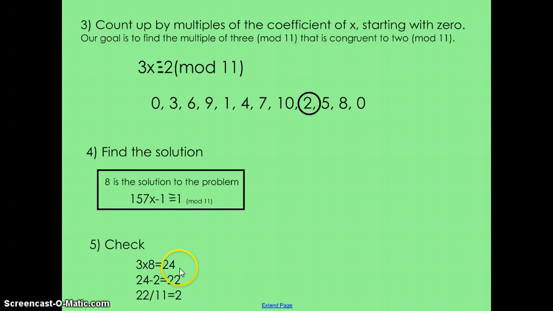To double check that answer, we take 3 times 8, 3 times x. So 3 times 8 is 24. 24 minus what we're trying to find congruence to, which is 2, equals 22. Then 22 divided by the mod equals 2, which is what we were trying to find.